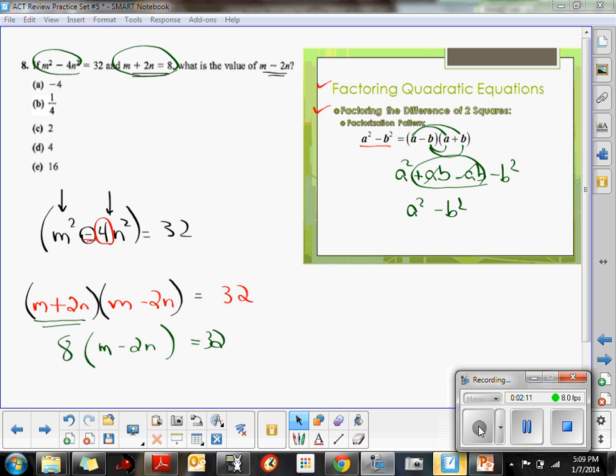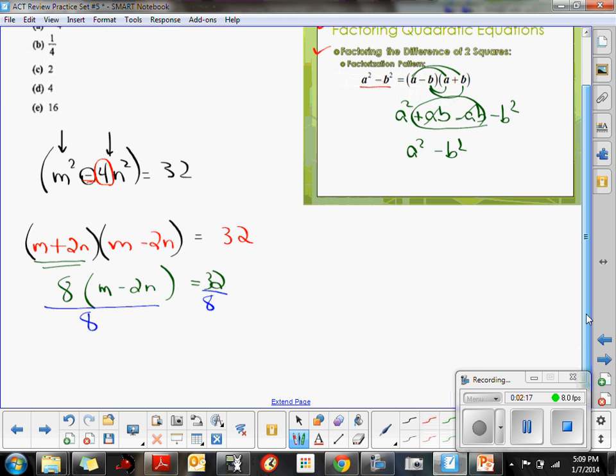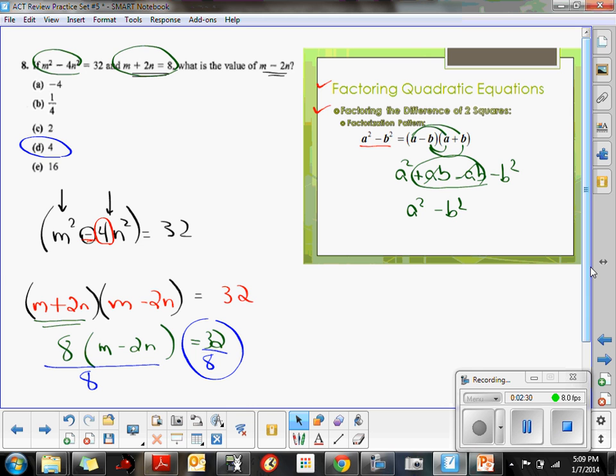Well, if I know this factor is 8, if I divide both sides by 8, then I know the other factor, which is m minus 2n, has to equal 32 divided by 8, which is 4. So what I know is the value of m minus 2n is equal to 4. It's a little different approach to that type of quadratic equation that we've seen in the past, but that's a pretty simple way of attacking it.